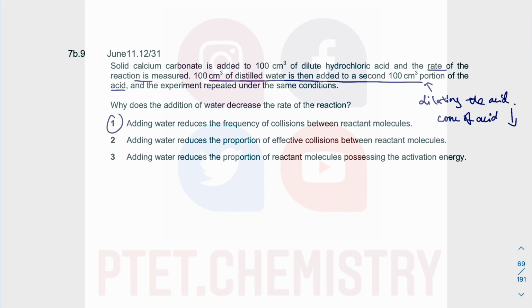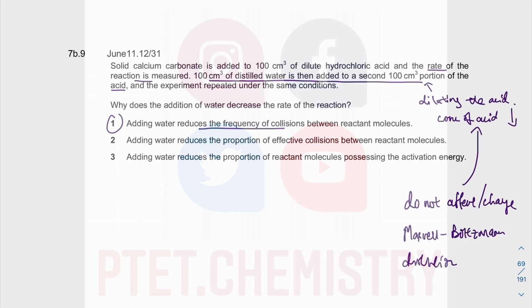All right, so one is definitely correct. You reduce the collision frequency. The rate is also slower, but you are not changing the proportion of effective collision at all, because when you do dilution, you do not change the average energy. Okay, so dilution does not change the average energy of your reacting molecules, because they do not affect or change your Maxwell Boltzmann distribution of energy.